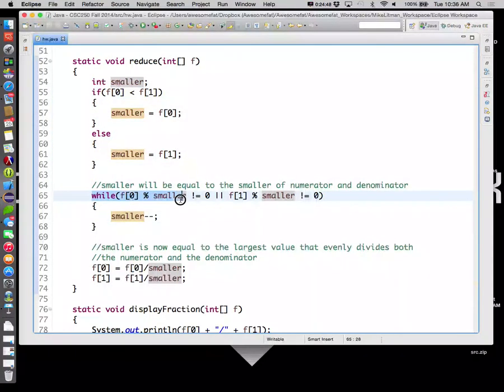So right now, the first thing we do is we try to find the smaller of the numerator and denominator. No big deal, that's not costing us any time. This isn't the problem. This is what I'm getting at: our while loop here, what does it do? It goes through every single number between smaller and 1, subtracting 1 each time, trying to find one that evenly divides both the numerator and the denominator. Do we have to go through every single number?